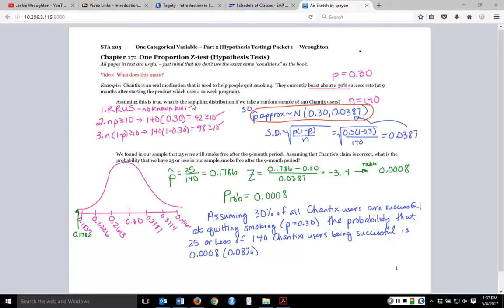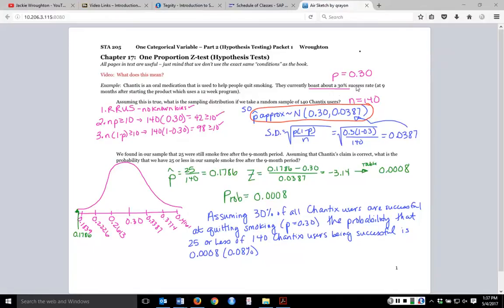Up here, we're assuming Chantix is correct. Right, 30% of all the users should be smoke-free after the 12-week program, 9 months later. So if we had 140 people, we would expect 42 of them to be smoke-free after 9 months. We had 25. Right, so 25 is obviously less than the 42. In fact, it's 17 less than the 42. Okay, is that a big enough difference to concern you?